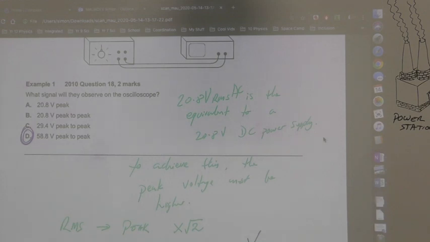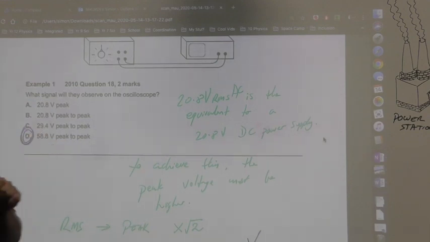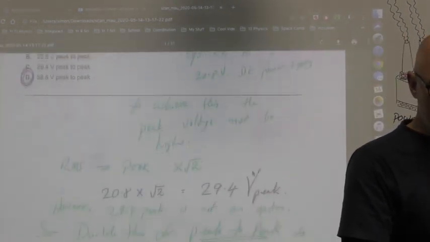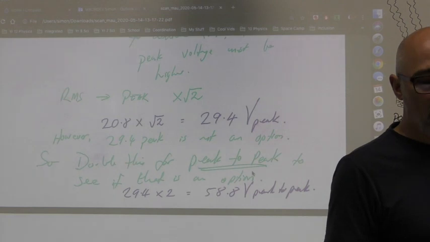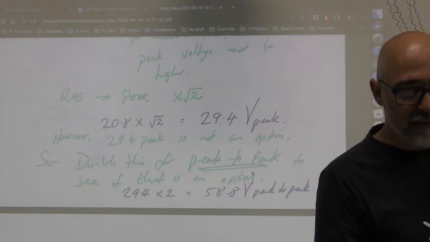So you need to look again. It's 58.8 peak to peak. There is no 29.4 peak, all right? Which is why you end up having to double it to get one of the options that are offered in the multiple choice answers, okay? So that's where that comes from.